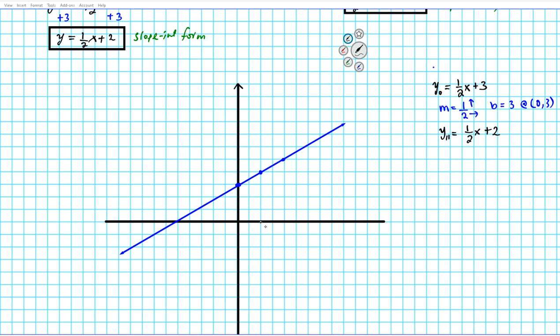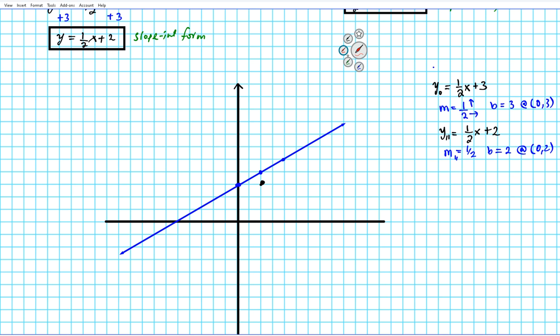So the parallel and perpendicular line have to go through 2, 3. So 1, 2, 1, 2, 3. This point right here is a point that the other 2 lines have to go through, point 2, 3. So make sure. For this y parallel, m is equal to 1/2, m parallel, right? And then b is 2 for this case. So we're going to be starting at the point 0, 2.